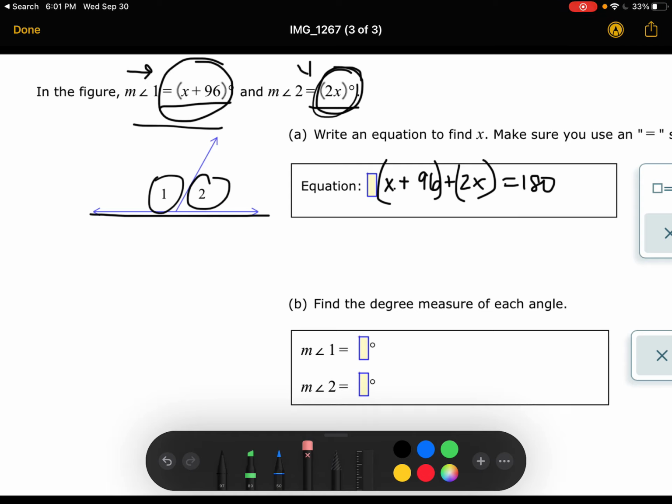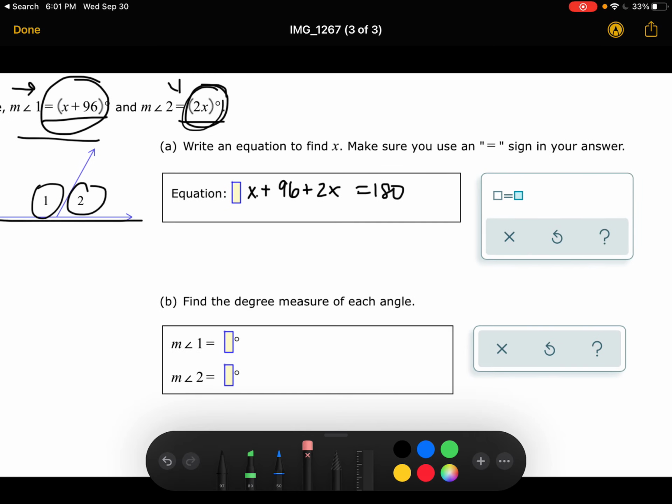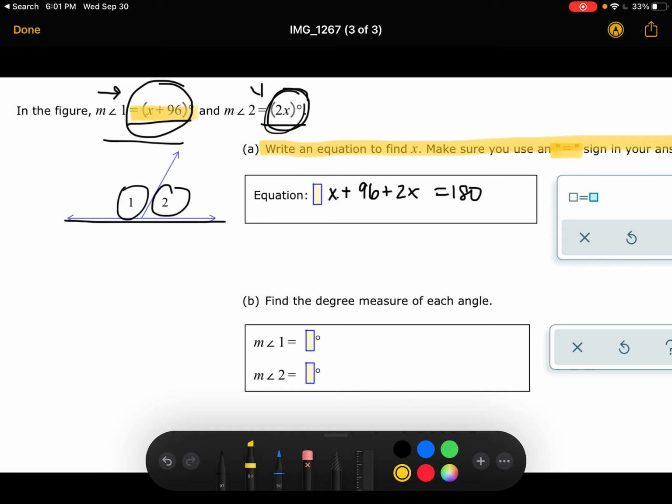You do not have to put the parentheses, but that's it. Now, remember, it tells you very clearly, make sure you use an equal sign in your answer. So right here, you're writing the equation to find x. So essentially, you're saying this plus this equals 180.